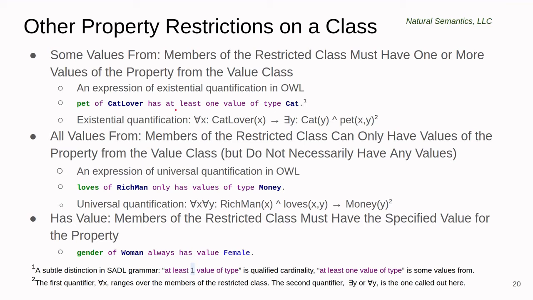Now let's look at why this is existential quantification. So consider this predicate logic statement. For all x, if cat lover of x, then there exists y such that y is a cat and x has pet y.